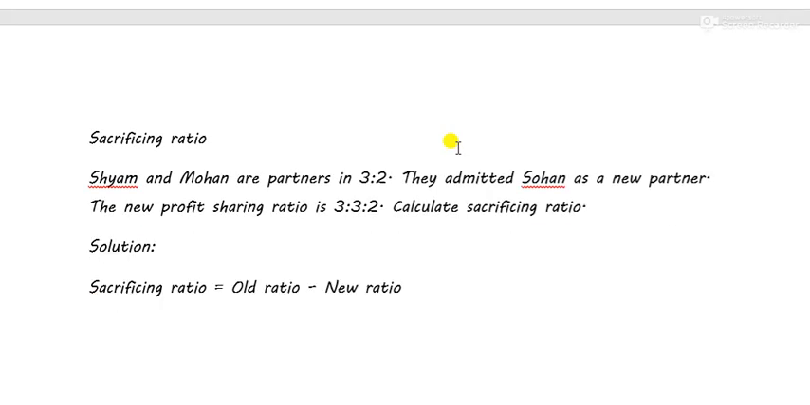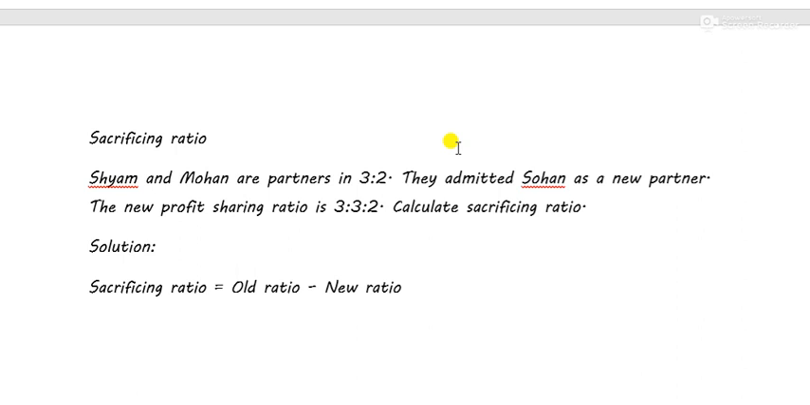Now another small topic which is to be discussed for today is the sacrificing ratio. Now sacrificing ratio is very important for this chapter, admission of a partner, also retirement and death. Why? You will understand it in the coming few classes when we discuss premium of goodwill. Premium of goodwill is a very important topic, and even the good students make mistakes in this chapter. So sacrificing ratio is very important to understand.